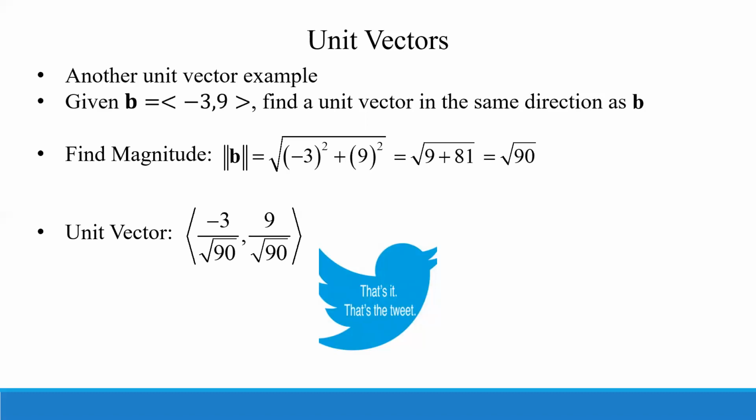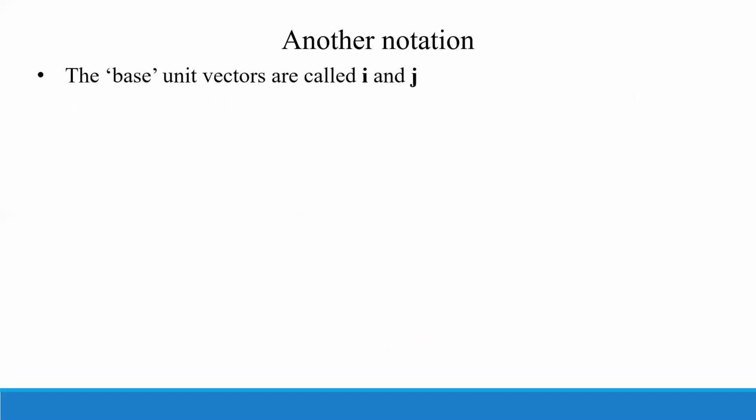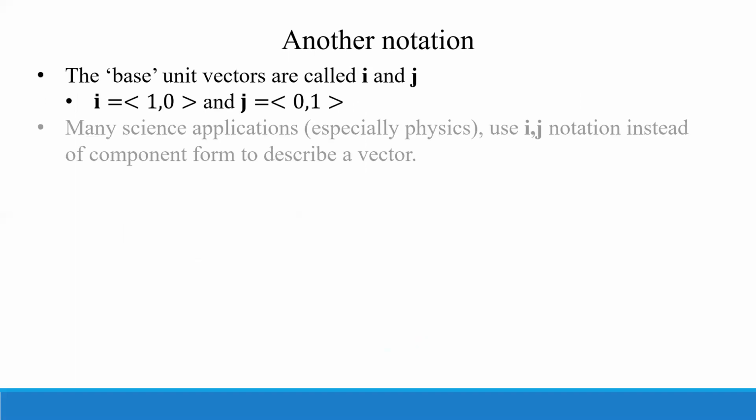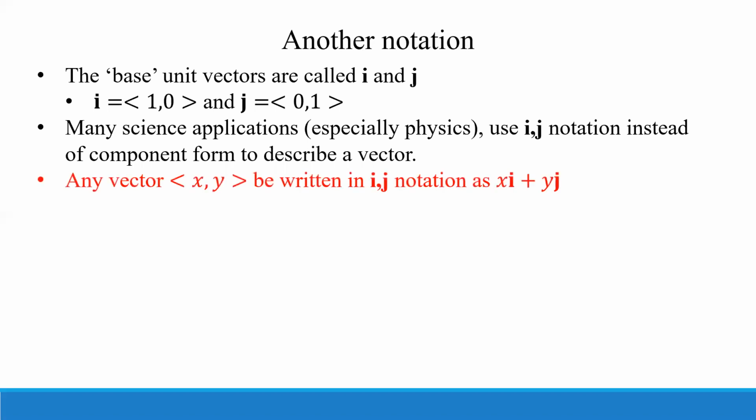Second thing, and again, going back to physics, we have another notation that I'm going to throw at you. In addition to that component form, it's called IJ notation. The base unit vectors are called i and j, and you can see what they are right there. The i is just that base horizontal vector, and the j is the base vertical vector. So there's a way we can write a vector using IJ notation instead of component form. And it's like this. If you're given any vector x, y, we can write it as xi plus yj, okay?